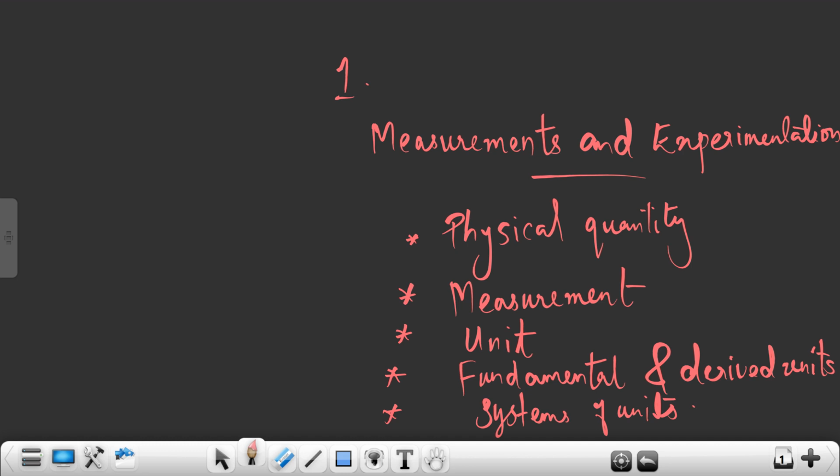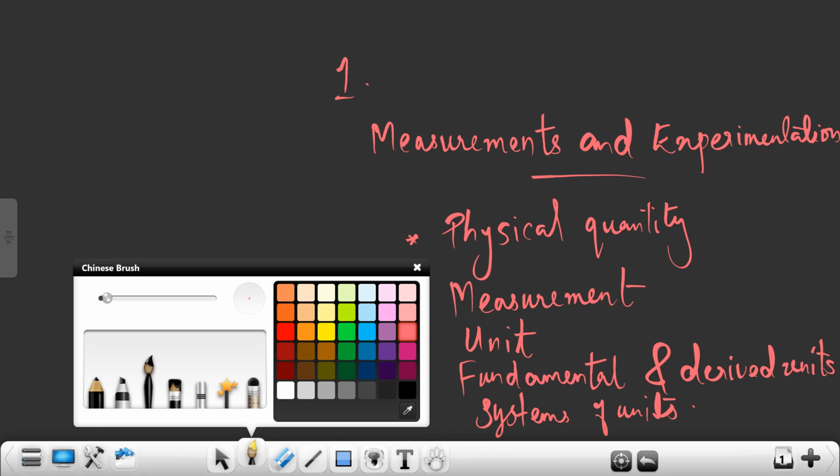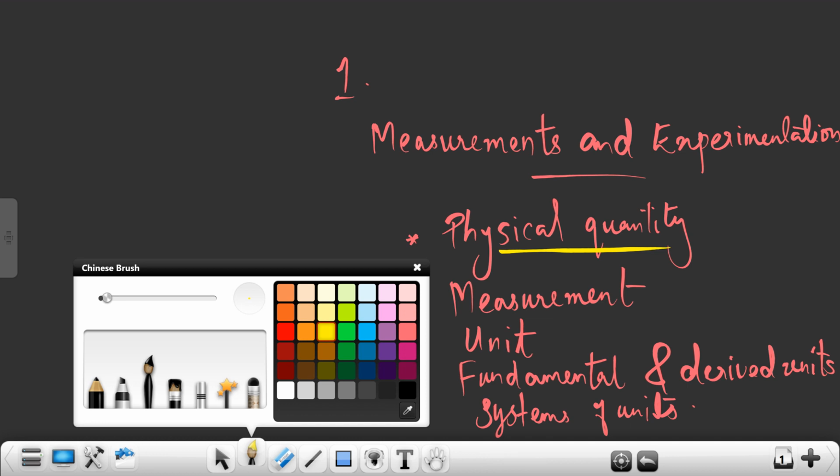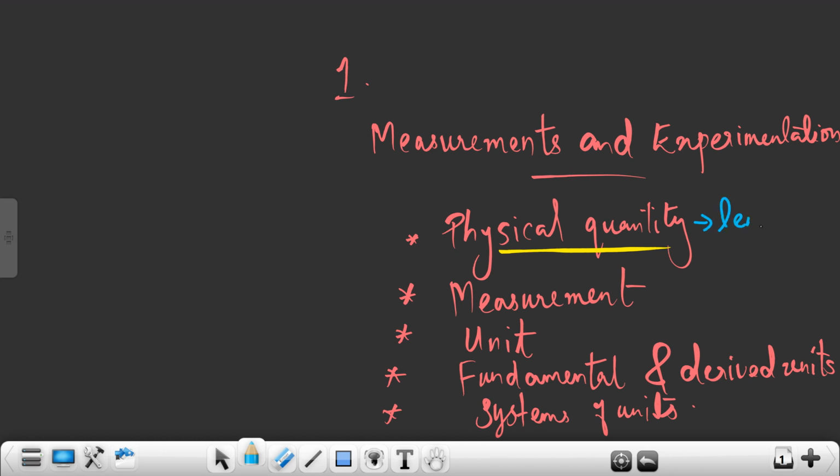You have already learned what a physical quantity, measurement, unit, etc. are in your previous classes. Actually, what do you mean by a physical quantity? Any quantity that can be measured is called a physical quantity. A measurable quantity is called a physical quantity. For example, length is a physical quantity.